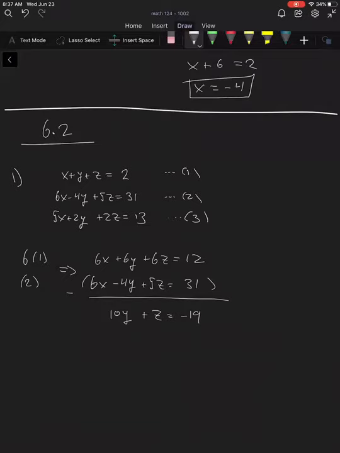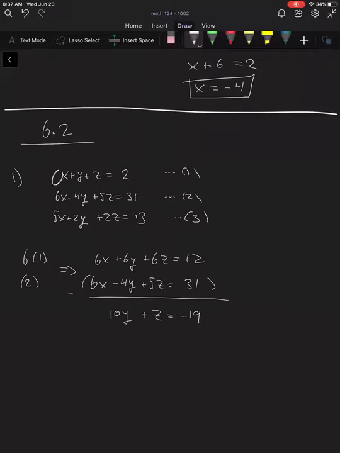Okay, so we have this new equation. This is an equation that just has y's and z's in it. But we need to come up with one more equation that just has a y and a z, and then we'll just use the techniques from last section. But now look at, let's take equation number 3 and equation number 1.